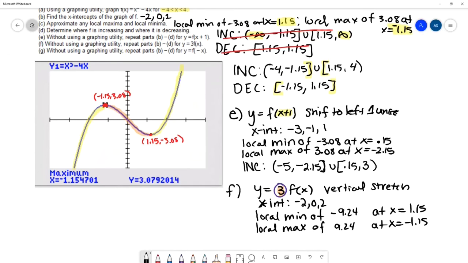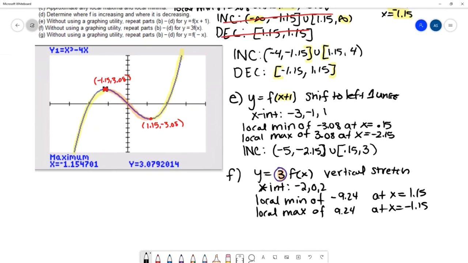So as I said, because this transformation affects only the y-coordinate, the increasing and decreasing will not change. It will be -4 to -1.15 union with 1.15 to 4 for the increasing, and decreasing goes from -1.15 to 1.15.